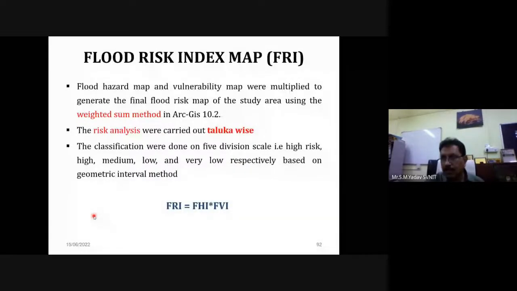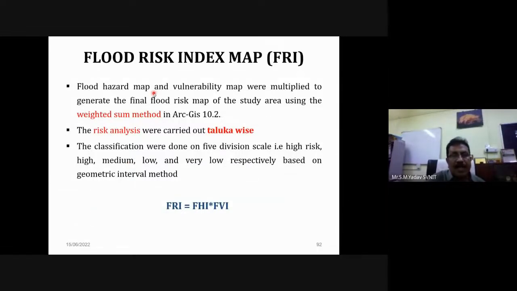After preparing these two, our basic aim is to prepare the flood risk index map. So the flood hazard map and vulnerability map were multiplied to generate the final flood risk map of the study area using the weighted sum method. The risk analysis was carried out taluka wise. The classification was done on a 5-division scale: high risk, high, medium, low, and very low respectively, based on the geometric interval method. So FRI, the flood risk index, is equal to FHI, the flood hazard index, and FVI, the flood vulnerability index. So FRI is equal to FHI into FVI.